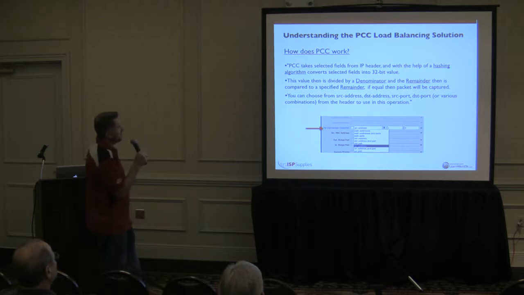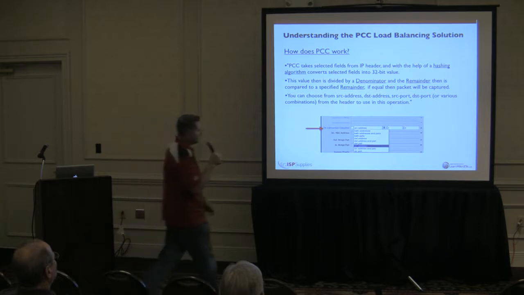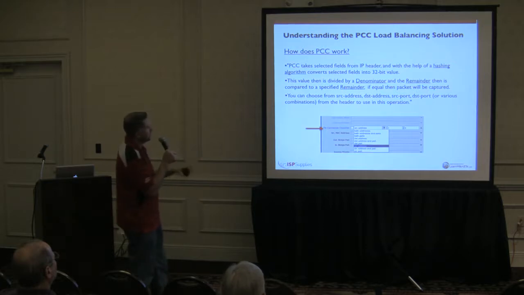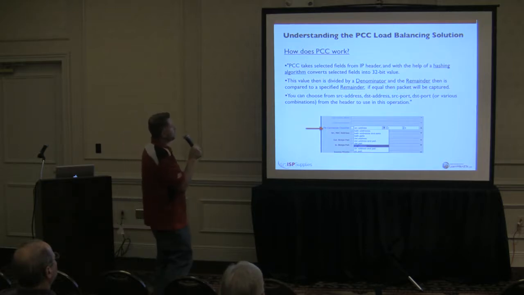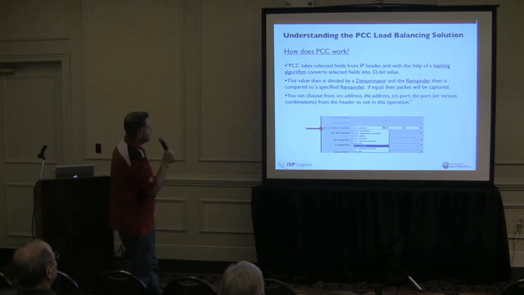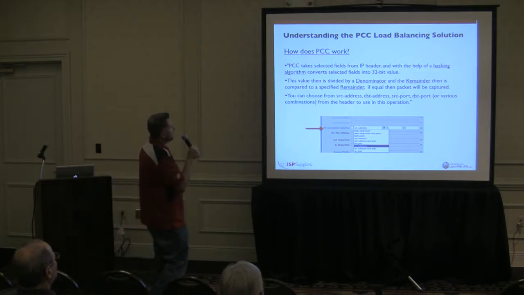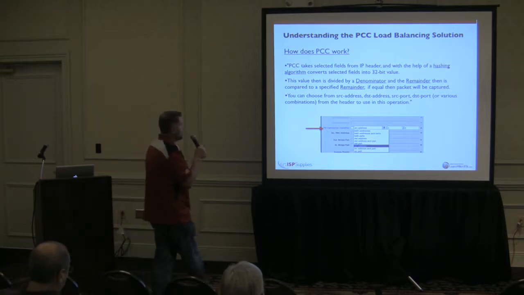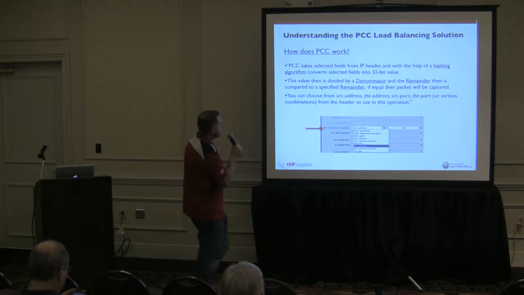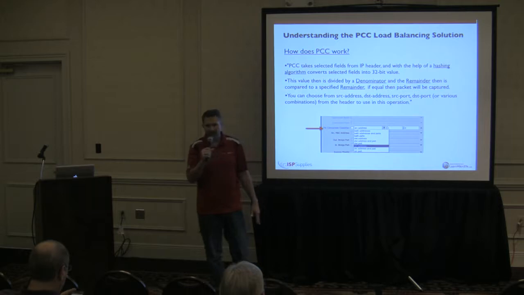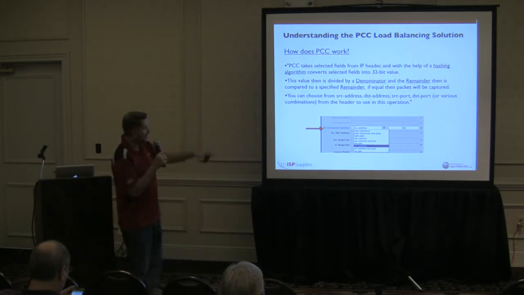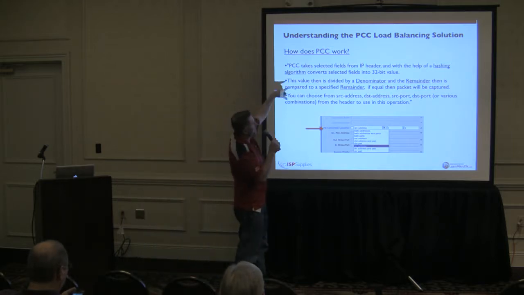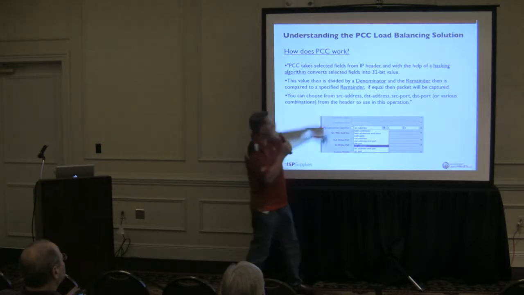Well, it takes selected fields from the IP header, those selected fields being what we select here. And with the help of a hashing algorithm, remember that term, it converts those fields into a 32-bit value. The value is then divided by a denominator, and the remainder is compared to a specified remainder. If those 2 remainders are equal, we mark the packet. You can choose from source address, source port, destination port, or a lot of different combinations. All right, so a couple of new terms we haven't defined yet. Hashing algorithm, denominator, remainder. Where do those come from?